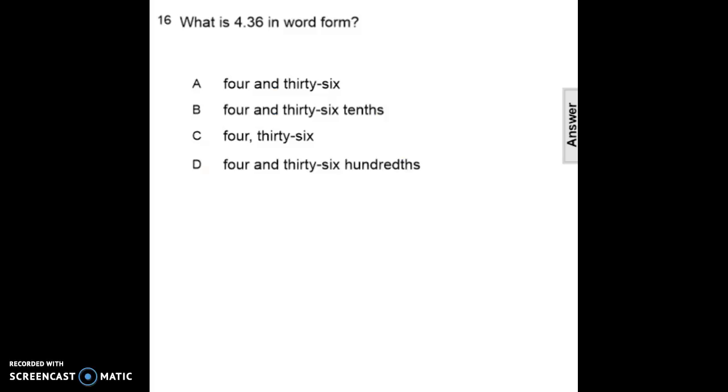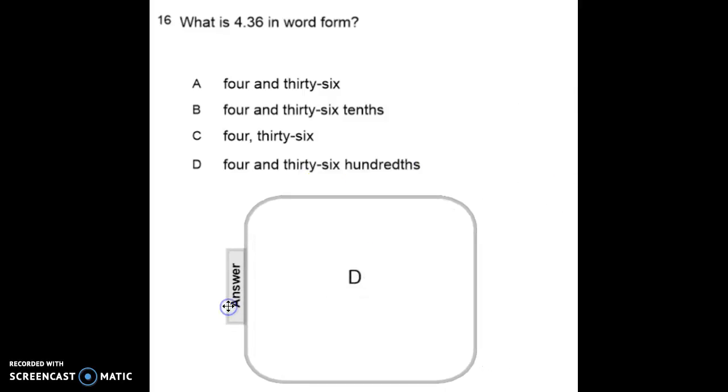Let's try 2 more examples before you practice the concept yourself. What is 4.36 in word form? Looking at our choices, we have 4 and, because we have the decimal, 36. 6 is in the hundredths place, so I should have 36 hundredths. So the answer for this one should be D. 4 and, represented by the period, 36. 6 is in the hundredths place.